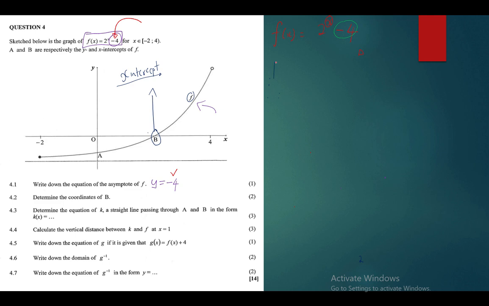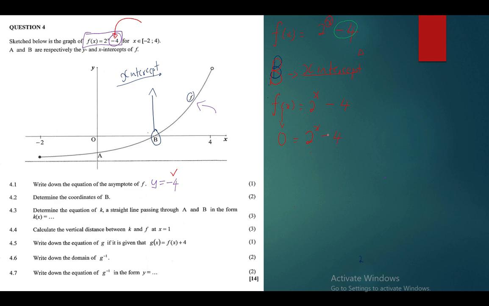So I want to find the coordinates of B. Let me change the color. I don't like this color, it is not that visible. I want to find the coordinates of B, whereby B is the x-intercept. So I'm going to let y be 0. I'm going to say my function f of x equals 2 to the exponent x minus 4. To find the x-intercept, we let y be 0. So you put your f of x to be 0. 0 equals 2 to the exponent x minus 4.